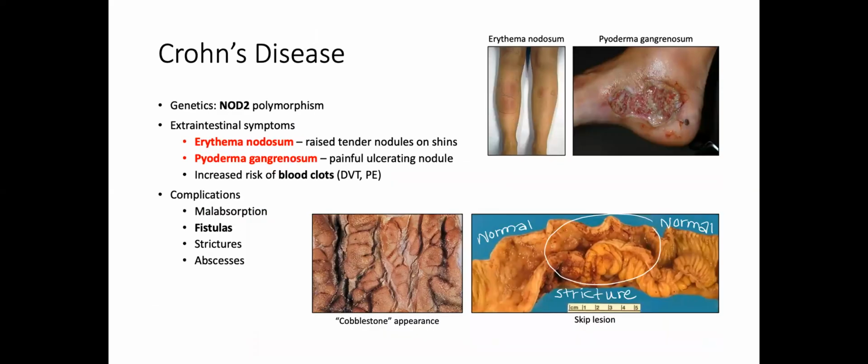So here's Crohn's disease. We had talked about some skin changes: erythema nodosum and pyoderma gangrenosum. The pyoderma has a nodule that is ulcerating, with a purplish-greenish appearance to it. Erythema nodosum are raised tender nodules on the shin. Genetics are going to be NOD2 polymorphism. And then complications, they have an increased risk of blood clots, DVTs, and PEs. And then we also have malabsorption, fistulas, like we mentioned, strictures and abscesses. Fistulas are pretty important to remember, and if you hear that a patient has a fistula of the colon, start thinking about Crohn's disease.